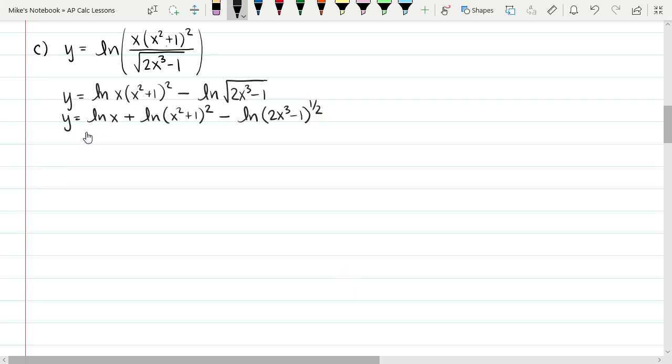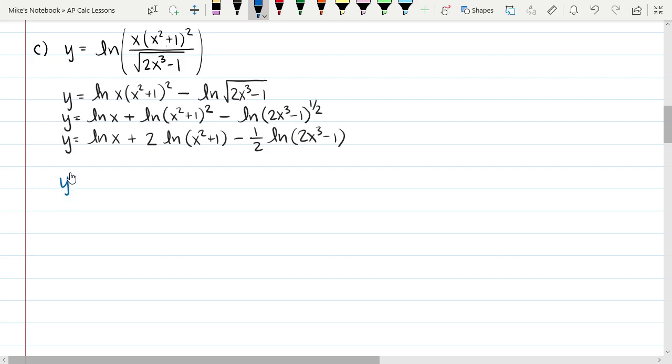So this is, again, looking so much better than that original expression. But there's still one more thing we can do here, and that is moving these powers out in front. So finally, I'm going to get y equals the natural log of x plus 2 times the natural log of (x squared plus 1) minus 1/2 times the natural log of (2x cubed minus 1). And this is the function that we're going to find the derivative of. It's going to be so much easier than trying to tackle this original function. All right, so now we can find the derivative.